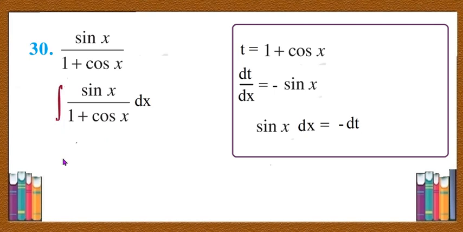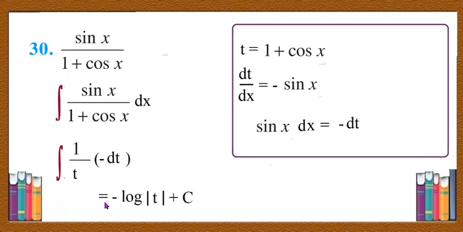The problem will reduce like this. That is equal to integration of 1 by t. 1 plus cos x is t. 1 by t, sin x dx equal to minus dt. And you can take the minus sign outside the integral. Minus of log mod t plus c. And what is t? t is 1 plus cos x, and that is equal to minus of log mod 1 plus cos x plus c, is the answer for this question.